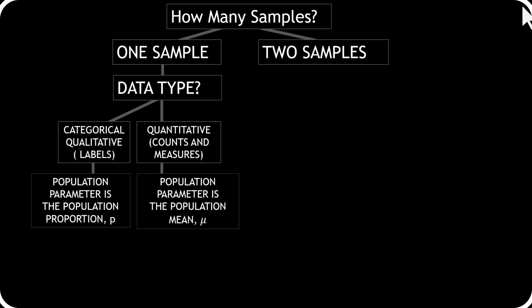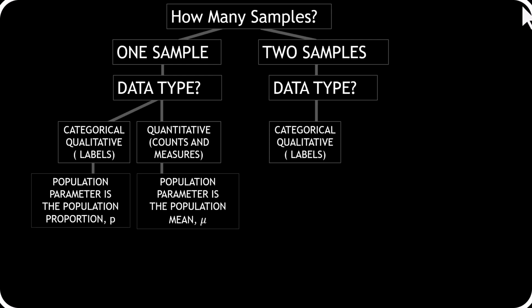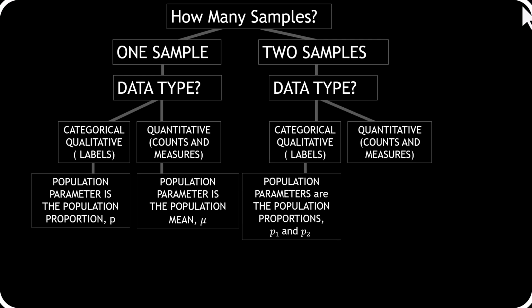But what if we have 2 samples? First, we have to ask ourselves, again, what data type are we being given? Categorical data or quantitative data? If we have categorical data, then our population parameters, notice there are 2 now because we have 2 samples, are the population proportions P1 and P2.